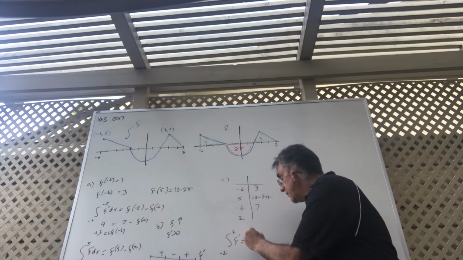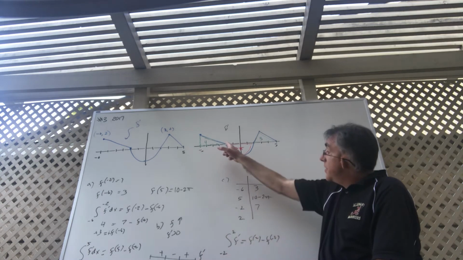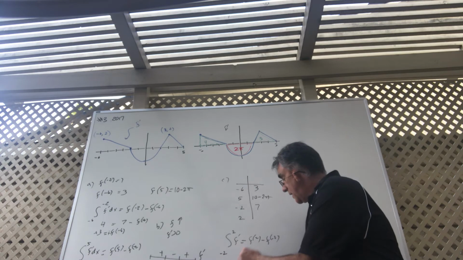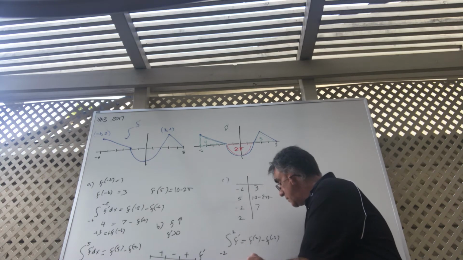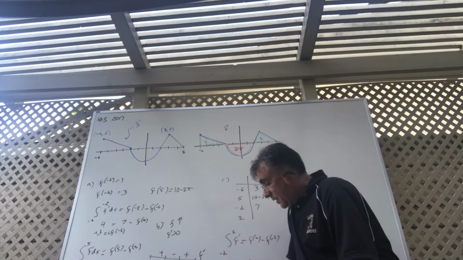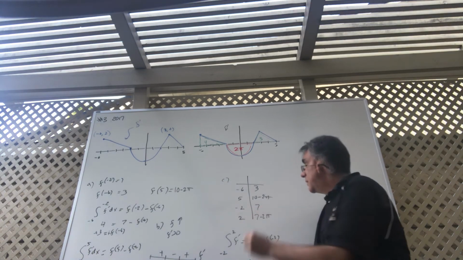So that's going to be f of 2 minus f of negative 2 using the fundamental theorem. And the integral from negative 2 to 2 is negative 2 pi. And this is going to be f of 2 minus 7. So when you bring the 7 back over, you get 7 minus 2 pi.